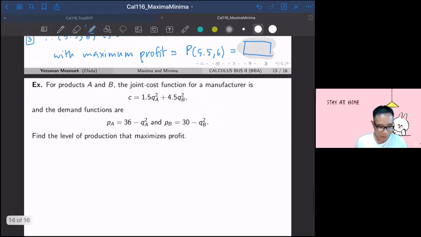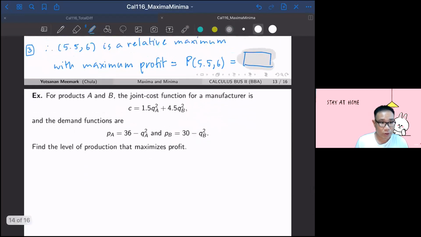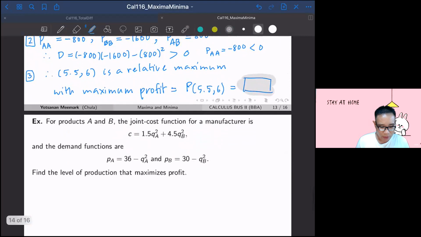The second one, you see that for products A and B, the joint cost function for a manufacturer is C equal to 1.5 QA square plus 4.5 QB square. And the demand functions are PA equal to 36 minus QA square and PB equal to 30 minus QB square. So we would like to find the level of production that maximizes the profit.